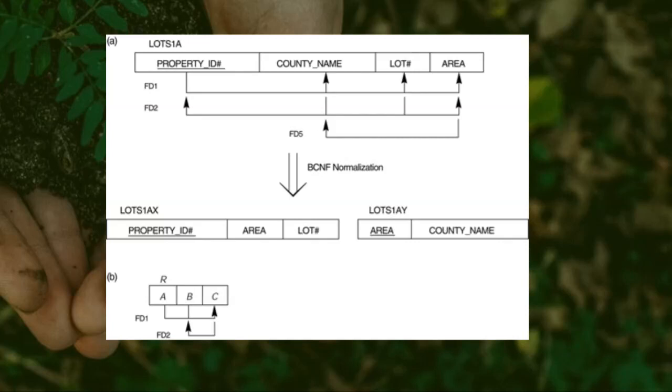So it is not a must that we need to do all the decompositions if it is not mentioned. So for part B we can of course stop the decomposition at the third normal form, but this is not in BCNF.